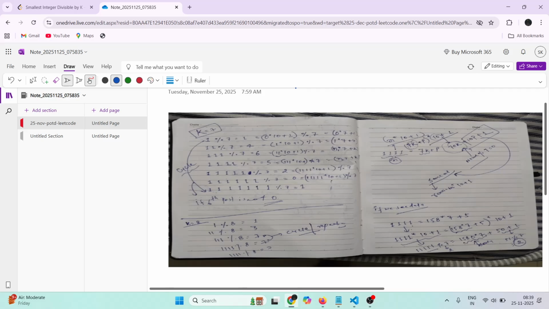It's something like what we said: a number can be written in this form, where k is a constant and p is the remainder. So this can be written as 7k plus p, where 7k is the part divisible by 7, and p is the extra number, or we can say the remainder. Now the next number will become n into 10 plus 1, that means 7k plus p into 10 plus 1. So this becomes 70k plus 10p plus 1.